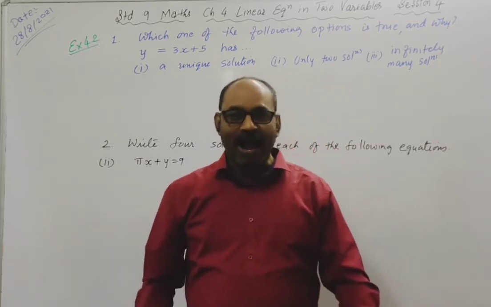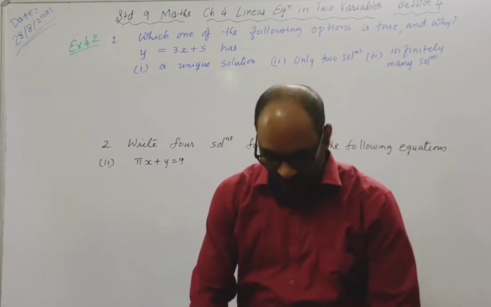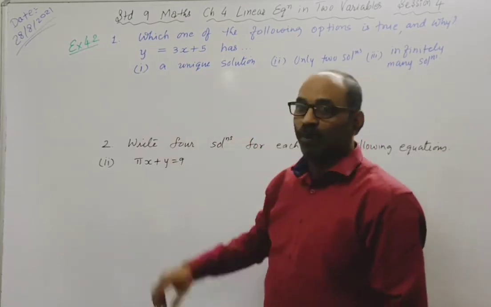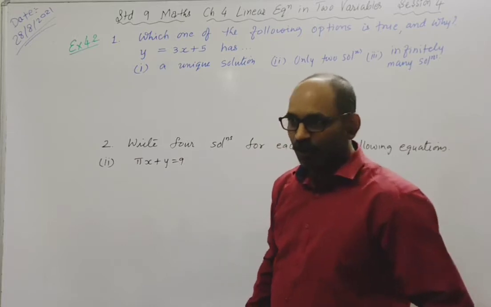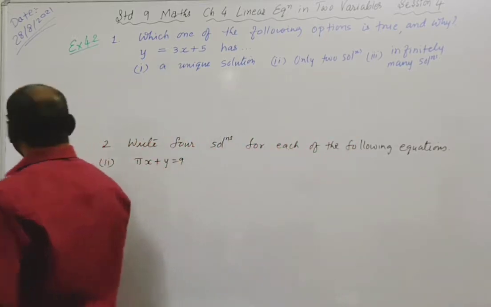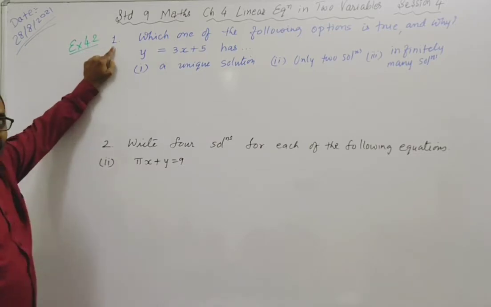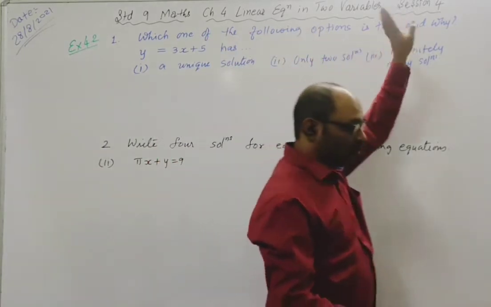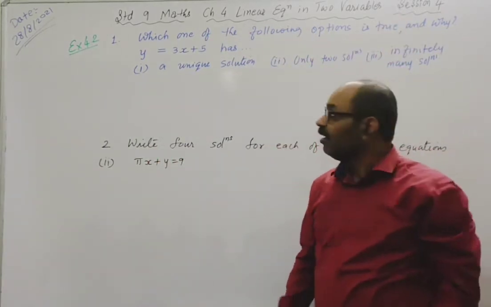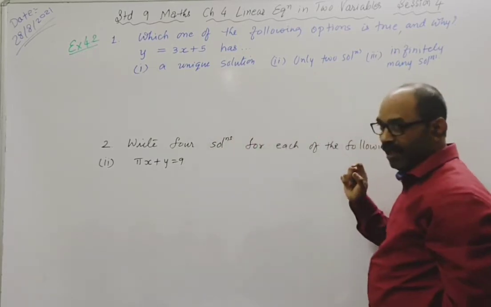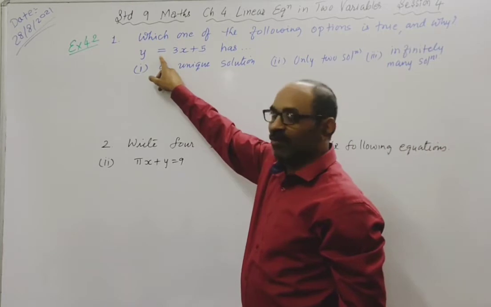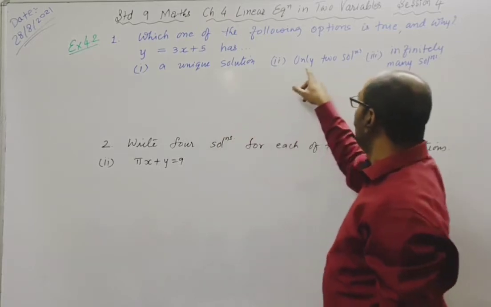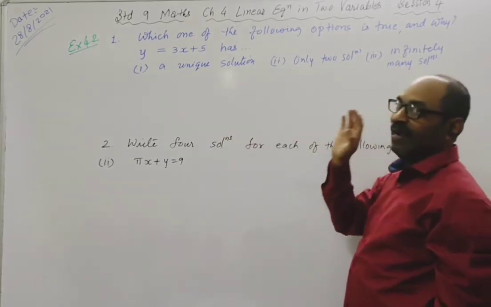Correct. Okay. After solving those textual illustrations, we move on to the next exercise. That is after the illustrations, this exercise 4.2 follows. So let's solve exercise 4.2. Exercise 4.2 number 1. Which one of the following options is true and why? Here are three options, and the question is y is equal to 3x plus 5 has a unique solution, only two solutions, infinitely many solutions.